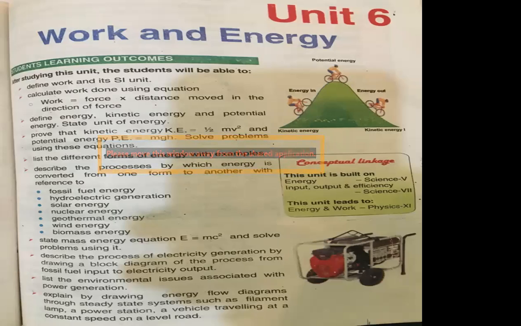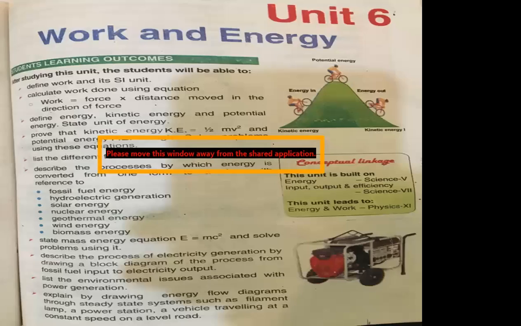I repeat, the kinetic energy of a body of mass 2 kg is 25 joule. Its speed is: A is 5 meter per second, B is 12.5 meter per second, C is 25 meter per second, and D is 50 meter per second. Your right choice is A, which is 5 meter per second. How will you solve it? The kinetic energy formula is half mv square. If you put the values in this and solve, you will get the velocity 5 meter per second. The A choice is the right one.